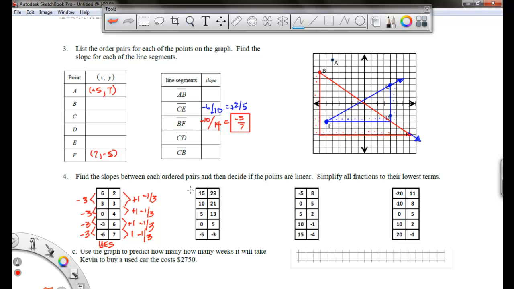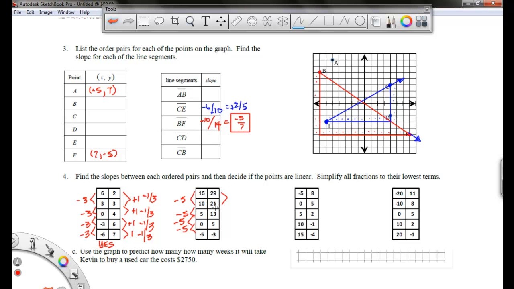Okay, let's go to the second set. So let's find the difference between these two. It looks like it's going down by 5. That's going down by 5. That's going down by 5. I missed this one, and that's going down by 5. So each one of these is going down by 5 from one x to the next.